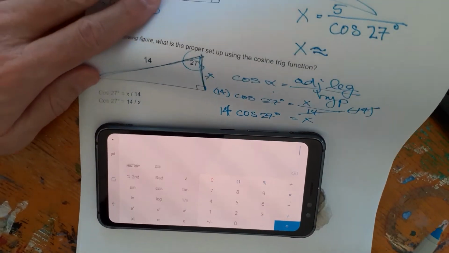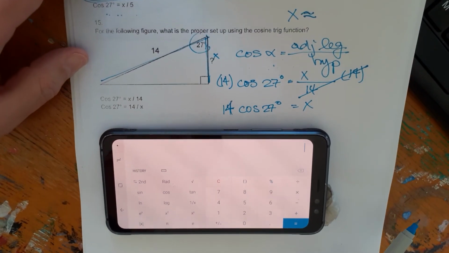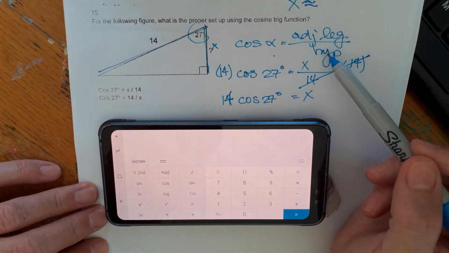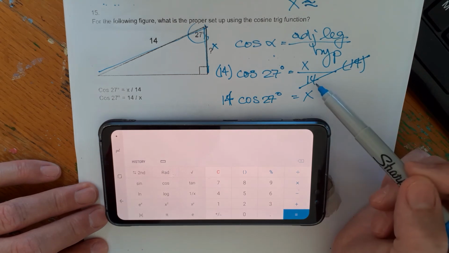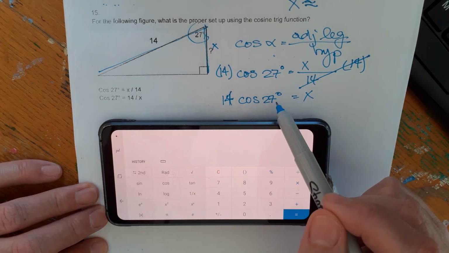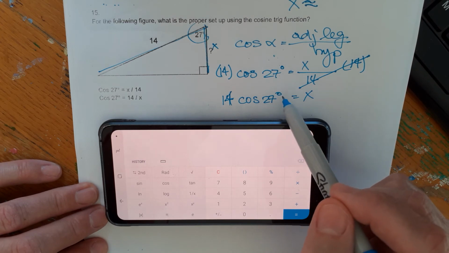All right. Not perfect, but okay. We set this up as cosine alpha, right? And we're using the adjacent leg over the hypotenuse. We put it in place. We use some algebra to move it down. Now we have x equals 14 times cosine 27 degrees, and that's why we wanted it in degree mode.